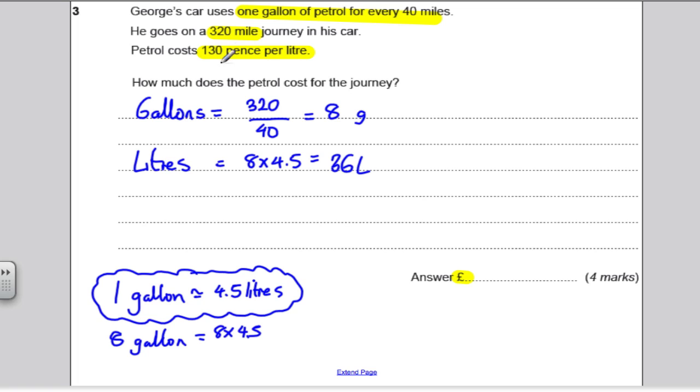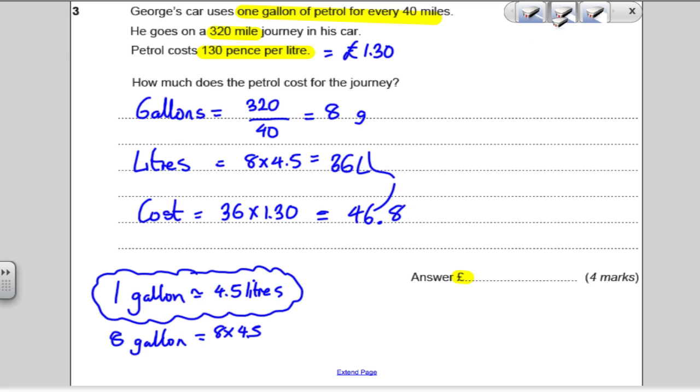Okay, and we know that petrol costs 130 pence per litre, which is £1.30 per litre. So the cost must be the number of litres, which is 36, times £1.30, and if you do this you get 46.8. Do remember, this is a money question. You can't leave your answer like that. You must write £46.80 with a pound sign and a 0 at the end. So the answer is £46.80.